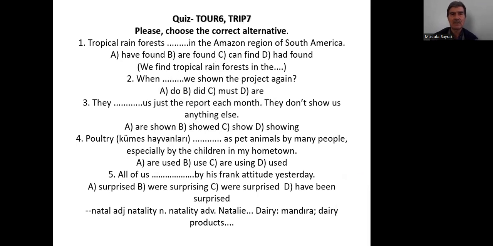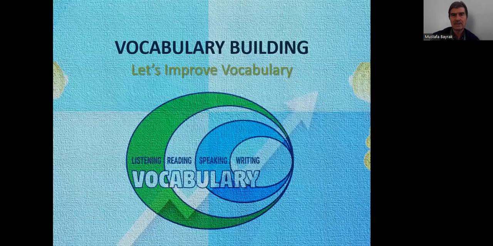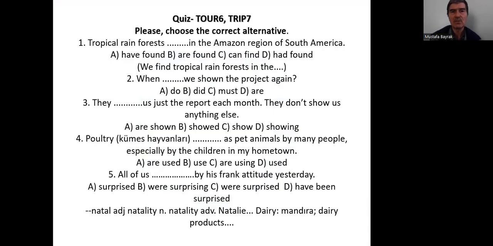Okay, quiz time. Please choose the correct alternative. Tropical rainforest blank in the Amazon region of South America. So which one is true? Let's see the key. So tropical rainforests are found in the Amazon region of South America. When blank we shown the project again? So when are we shown? When are we shown the project again? They blank us just a report each month. They don't show us anything else.